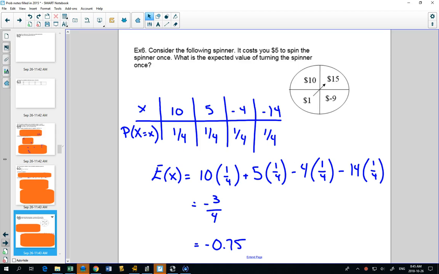Deceptive though. When you see this game, doesn't it look like you have a better chance of winning things than not winning things? And in fact, there's only one bad one. Your mind would say that. There's only one bad one, because that $5 is not included.